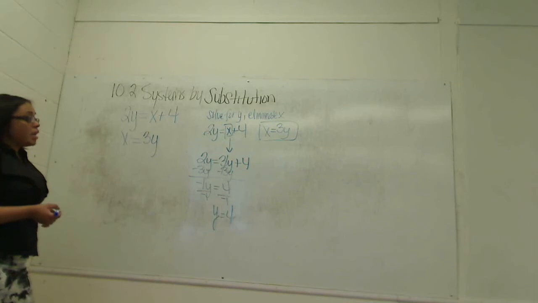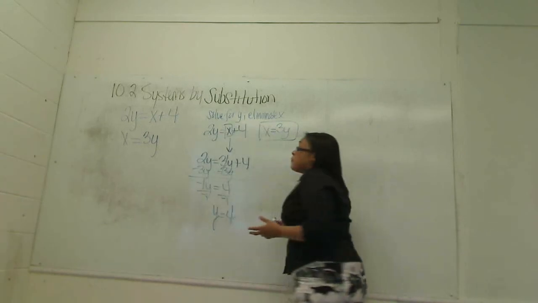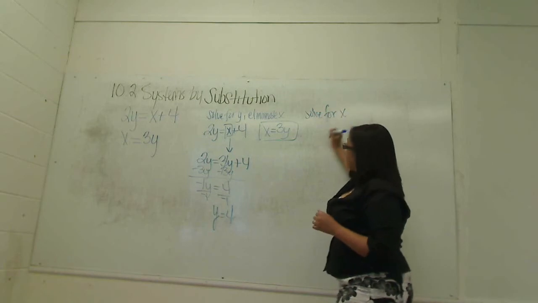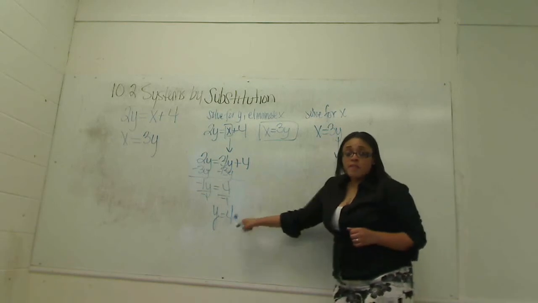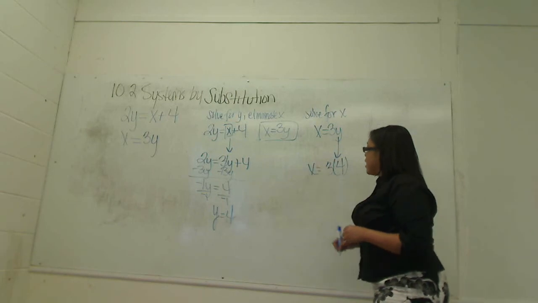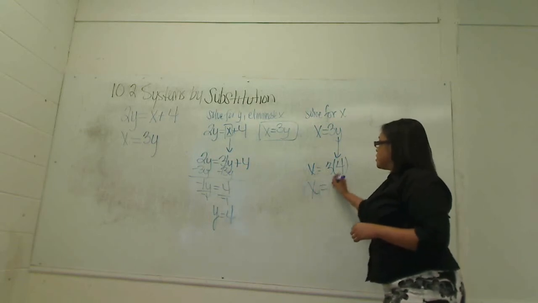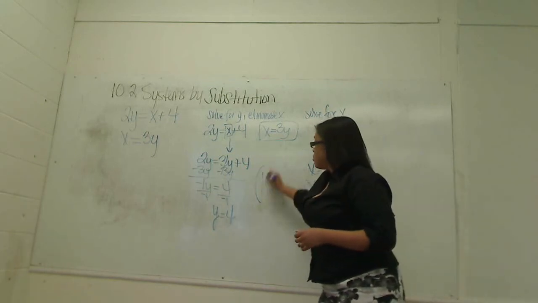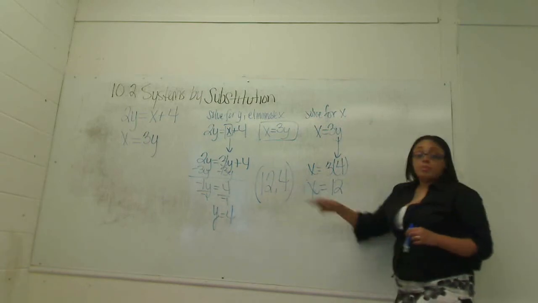Okay? Y equals 4. I'm going to pick this equation to test and see what's x. Now I'm ready to solve for x. X equals 3y. I know that y is 4 from the work I just did. I'm plugging in a 4. X equals 3 times 4, which is 12. So x is equal to 12. So my answer is 12, 4. Remember, x must always come before y.